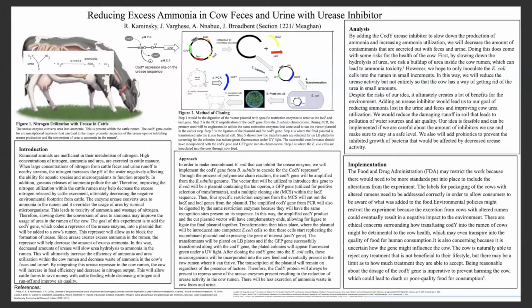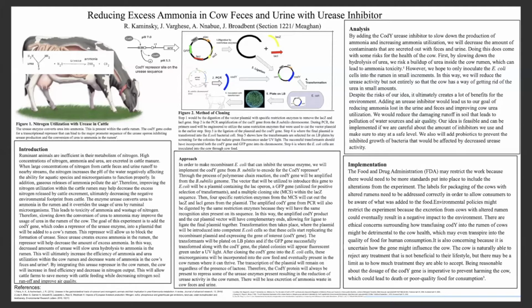So since we want to target the urease, we want to implement the CODY gene as mentioned. How the CODY gene represses is it codes for a transcriptional repressor that directly binds to the major promoter, as seen in the diagram on the left. Since it binds to the major promoter sequence, the RNA polymerase cannot get to the sequence and cannot transcribe the urease operon. So the urease will not be made, and there would be less conversion of urea to ammonia. Next, we'll be talking about how we're going to be cloning this into the cow rumen.